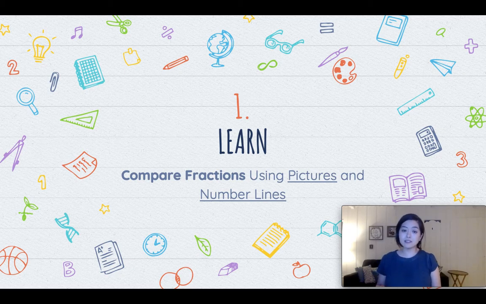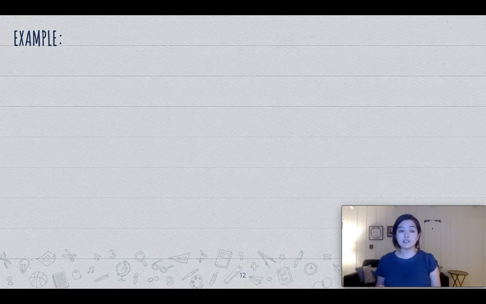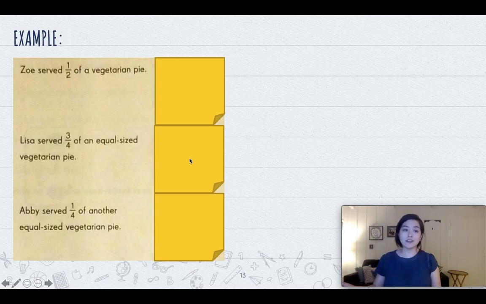Well, today let's talk about using models to compare fractions. Here's an example. Zoe served 1/2 of a vegetarian pie. Lisa served 3/4 of an equal-sized vegetarian pie. Abby served 1/4 of another equal-sized vegetarian pie. So I want to compare the pies that Zoe, Lisa, and Abby served to see who served the most pie, who served the least amount of pie. So to draw it, I'm going to use a model.